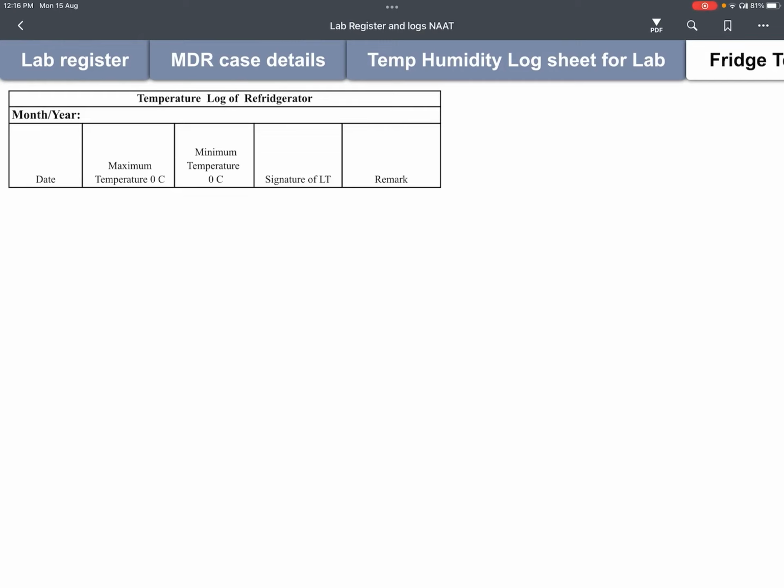Then temperature of the refrigerator is also important, because you are storing the chips in the refrigerator, and if the refrigerator is not working properly, then your chips may be spoiled. So the temperature log of the refrigerator is also important. Here the similar temperature monitoring machine which we're using for room temperature can be used, and that monitor end has to be kept inside the refrigerator and the display will be outside. So here also you can write in a similar fashion: month, then dates, then maximum temperature, minimum temperature, signature of LT.